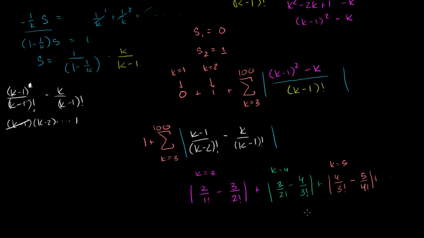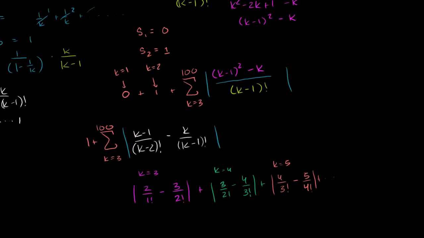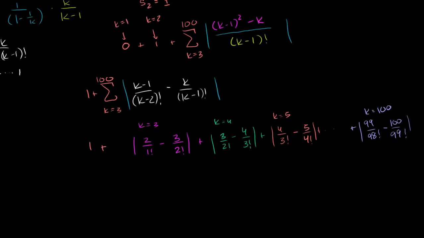We're going to keep doing this all the way to the absolute last term, which is k equal to 100. At 100, you're going to have the absolute value of 99 over 98 factorial minus 100 over 99 factorial. And of course we have this 1 out front. Now, what's this going to simplify to? You might see the pattern.